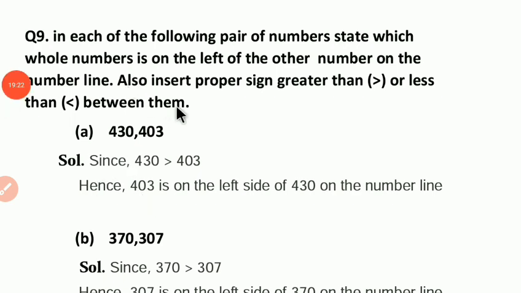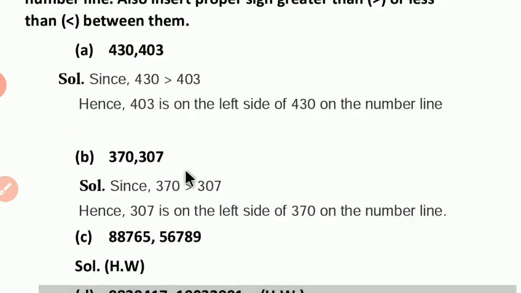So we can say that as we move on right, the number becomes larger and larger, and as we move on the left, the number becomes smaller and smaller. So we know that on left side the number which has less value will come. So we will see that 403 is on the left side of 430 on the number line. Then 370 and 307. Again we will compare, since 370 is greater than 307. It means 307, the smaller number, will be on the left side of the bigger number. So hence we can say that 307 is on the left side of 370 on the number line.